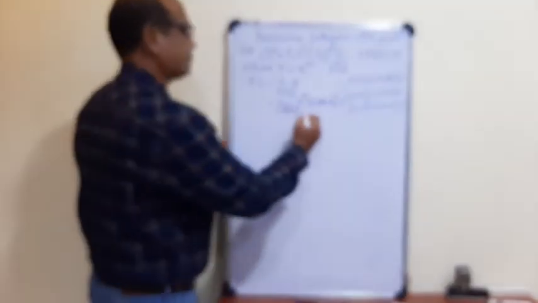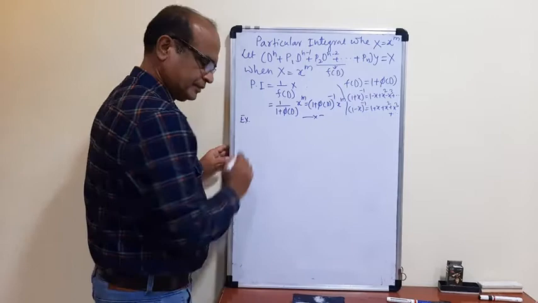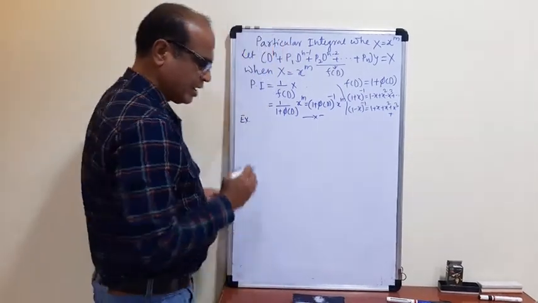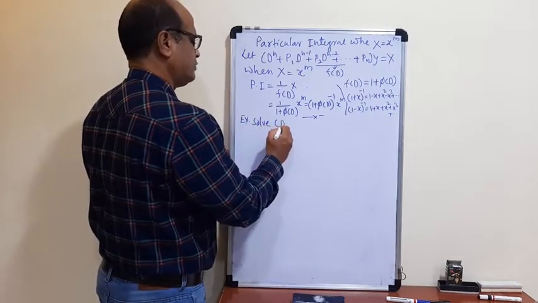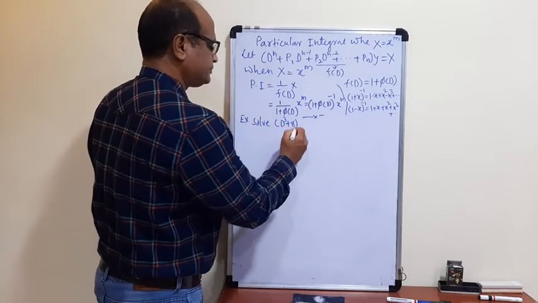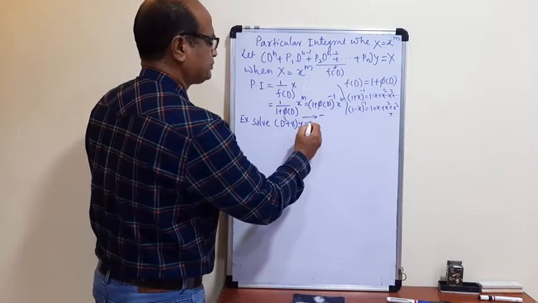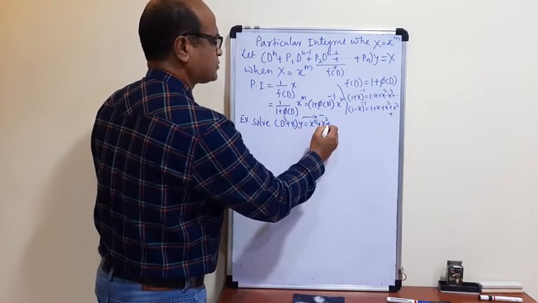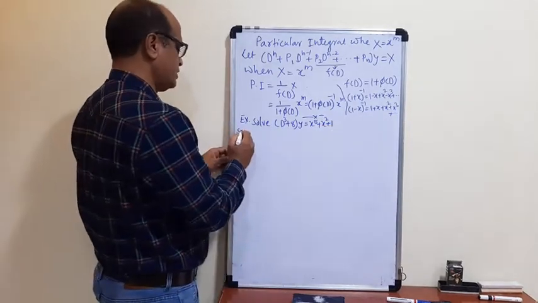So we take an example. Solve D cube plus 8 y is equal to x raised to 4 plus x square plus 1. So solve this example here. What is the solution?